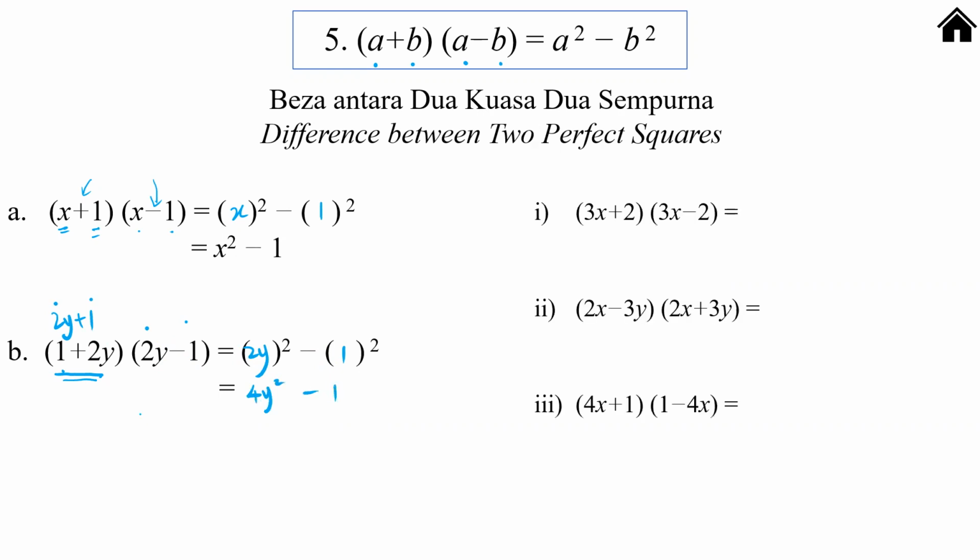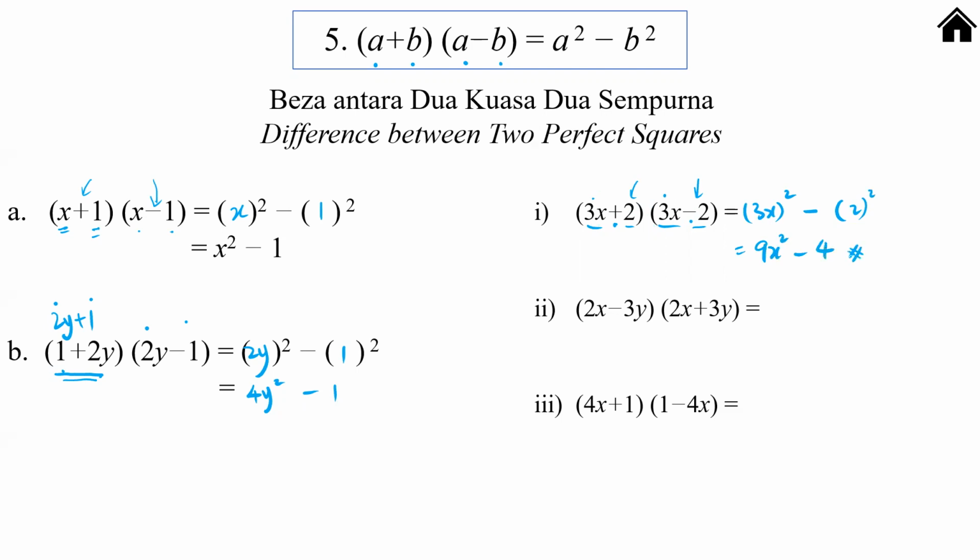Okay, and let's check further questions regarding difference between two perfect squares. You have to recognize they must be the same a, b, and a, b, 1 plus and 1 minus. You must fulfill this condition. Then we can apply the difference between two perfect squares. That will be square of 3x minus square of 2. Therefore, it will be 9x squared minus 4.